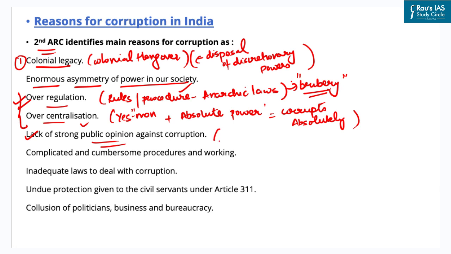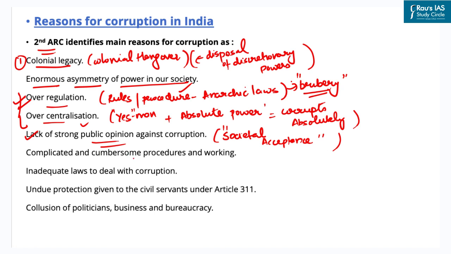It also analyzed that there is a societal acceptance of corruption in general in India, and corruption at the level of government and those in power is generally accepted by people in India at large, and there is a lack of any strong public opinion against the same.